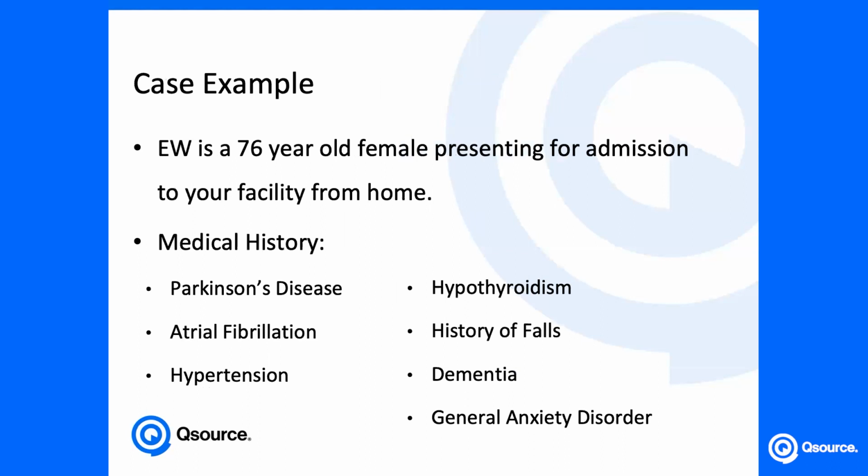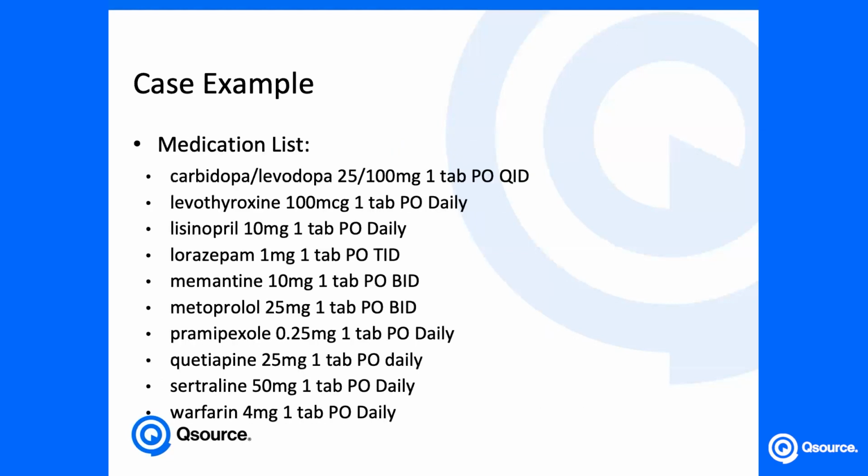So to take this point a little bit further, I developed a case example that I thought we could walk through quickly. EW is a 76-year-old female that presents for admission to your facility. She has a past medical history of Parkinson's disease, atrial fibrillation, hypertension, hypothyroid, history of falls, dementia, and general anxiety disorder. Her medication list is as follows. She's got carbidopa-levodopa for Parkinson's, levothyroxine for her thyroid, lisinopril, lorazepam, memantine, metoprolol, pramipexole, quetiapine, sertraline, and then she's on warfarin for her atrial fibrillation.